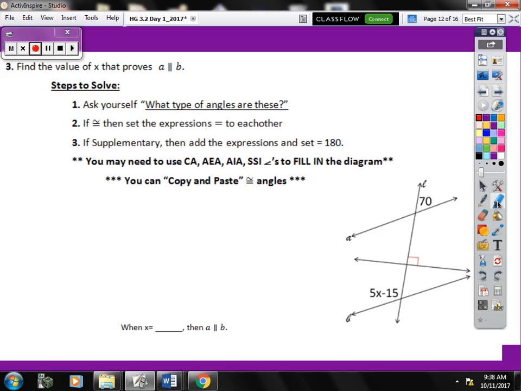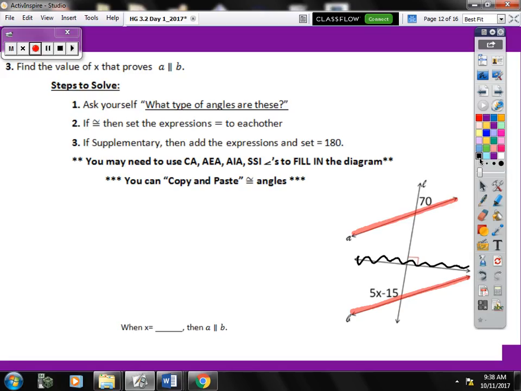Now remember, the goal is to prove A is parallel to B. So you might want to highlight those lines. If you want to prove A and B are parallel, that middle line is actually there to distract you. You're not going to use it. So if you want, you can just scribble it out to help yourself ignore it.